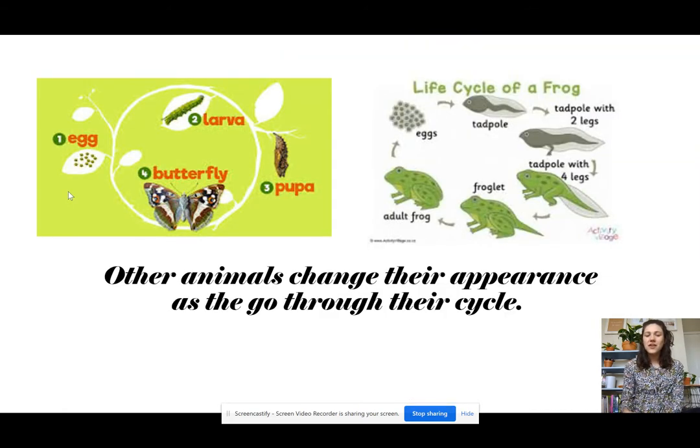Other animals change their appearance as they go through their cycle. If you look here at the pictures, there's the butterfly life cycle and the life cycle of a frog. In both of these life cycles, each part of the cycle, the animal or bug looks different. It's not just growing larger like we as people do or deer do. Instead, it's almost changing form.